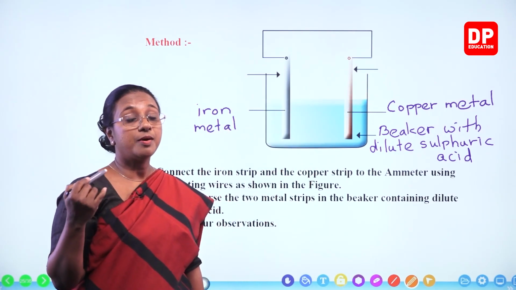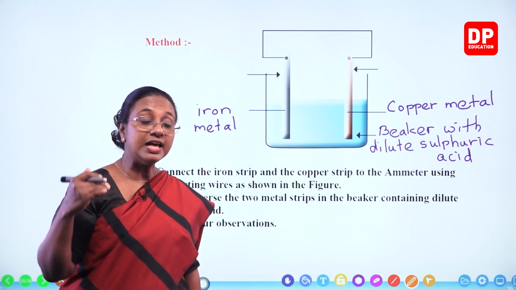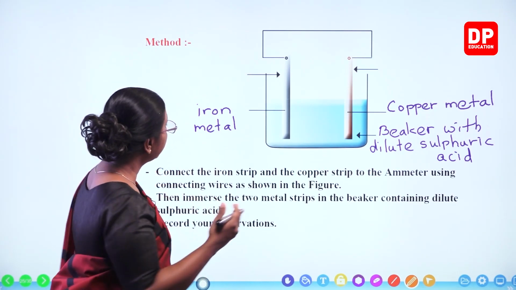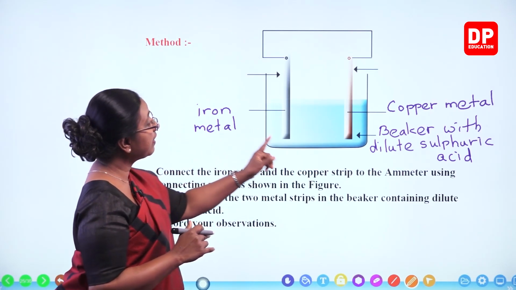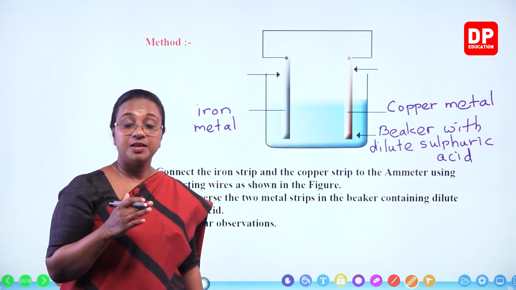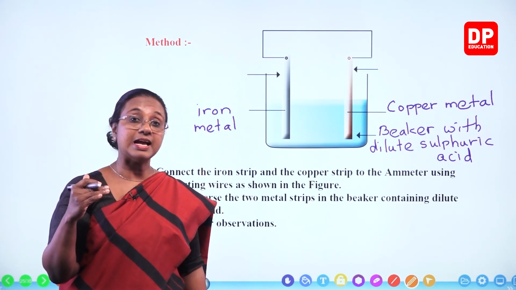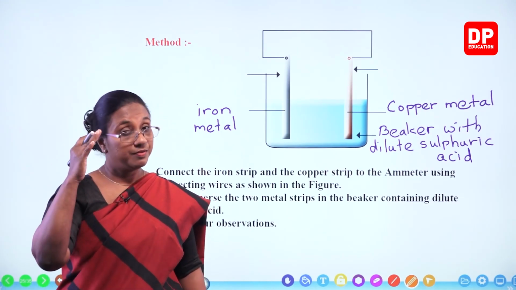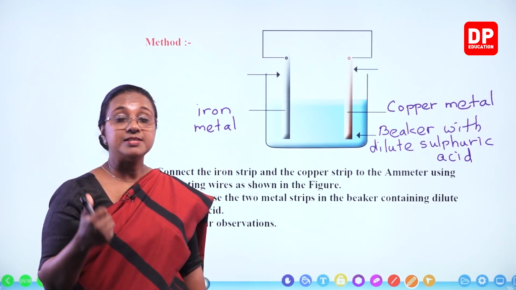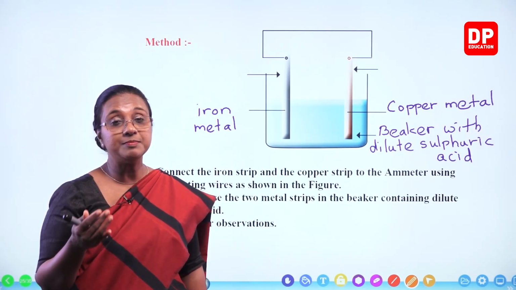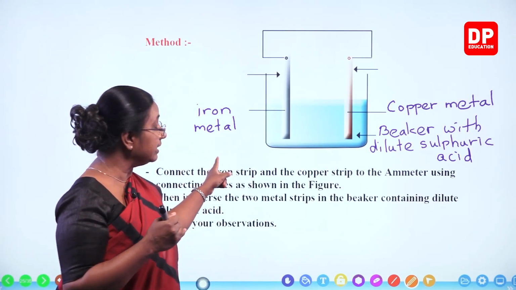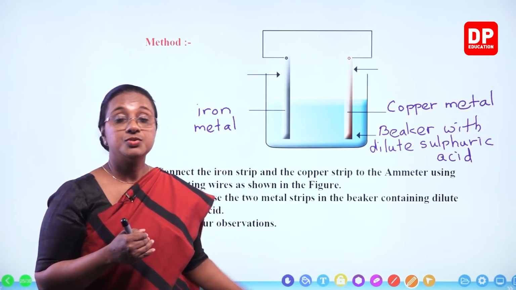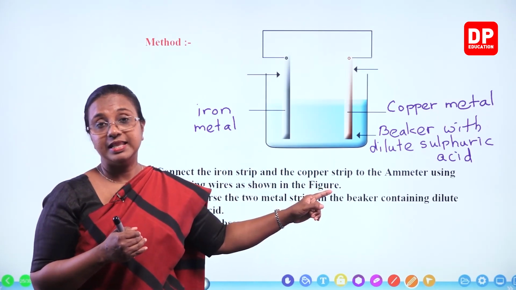Now you all know from experience that you need to use the activity series in order to identify the anode and cathode. So already you all can predict. Now out of iron and copper, which is more reactive? You all know the order of metals in the activity series. If you recall the activity series again: potassium, sodium, calcium, magnesium, aluminium, zinc, iron, then we have tin, lead, hydrogen, and then only we have copper. So iron is above copper in the activity series.